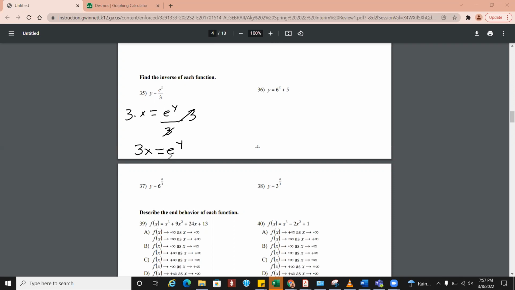Now from last week, we worked on writing exponential to logs. So we're going to start at our base, which is e. We're going to go to the outside, and then finish at our exponent. So this will be written out as log of base e of 3x equals y. We learned last week that log of base e is the same thing as ln. So my final answer would be written out like this.